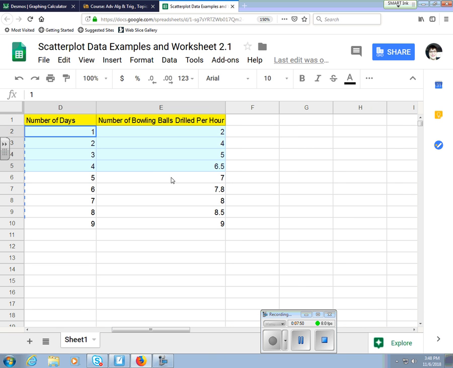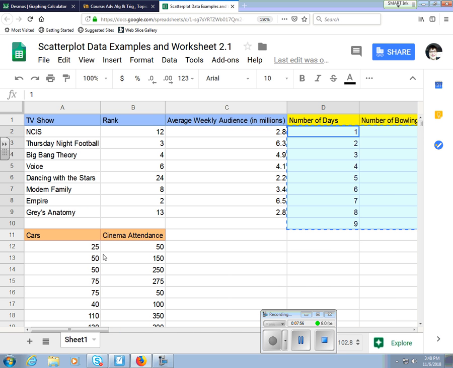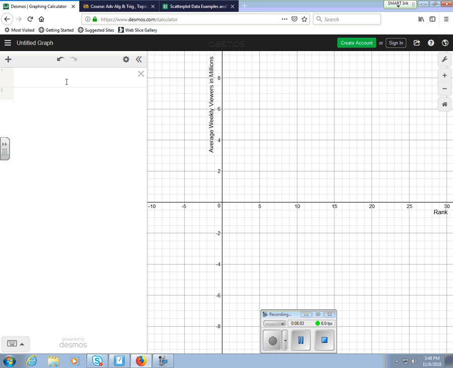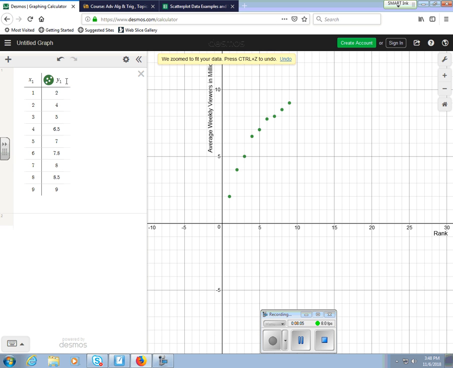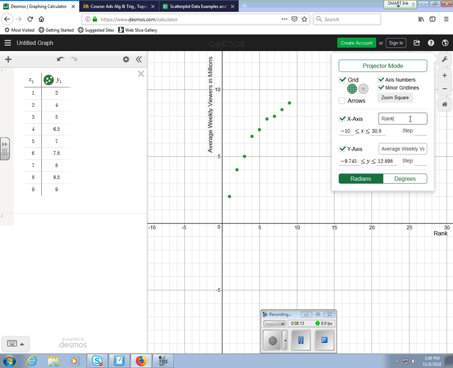And again, I don't need the top labels. Control C. By the way, the cars in the cinema data is for your homework, so you have it already in the chart for you. So just to share. Go to Desmos, Control V. Okay, notice this has a very nice positive correlation. It's not going down like before. And so I'm going to get rid of my axes here from before.